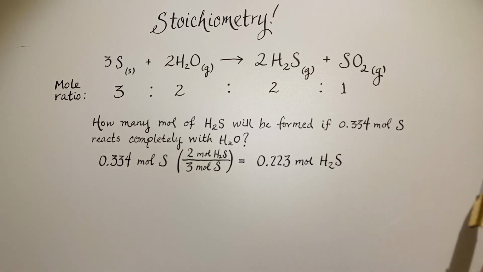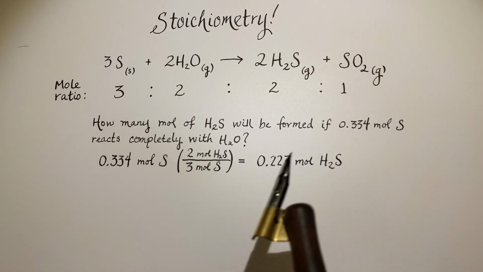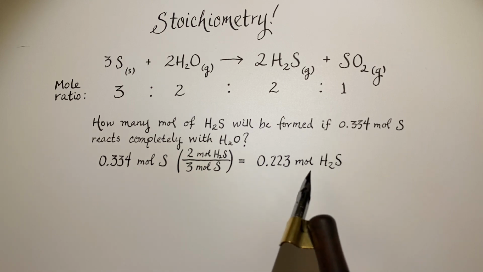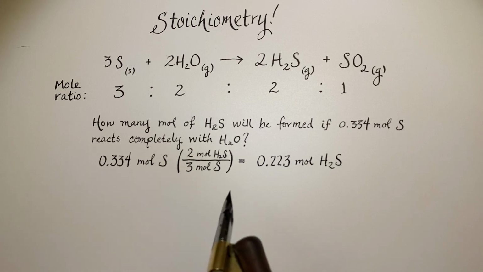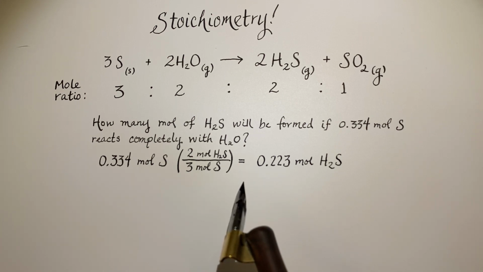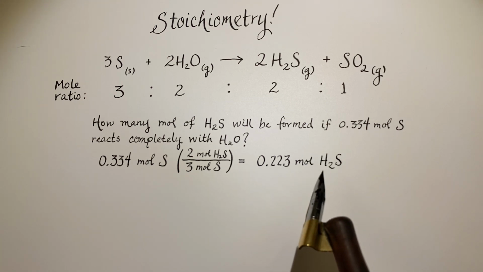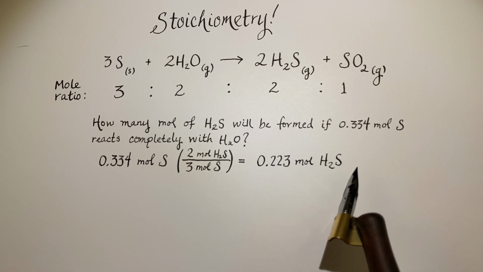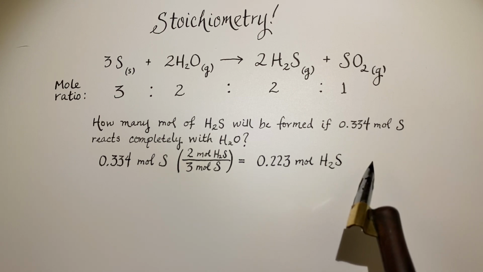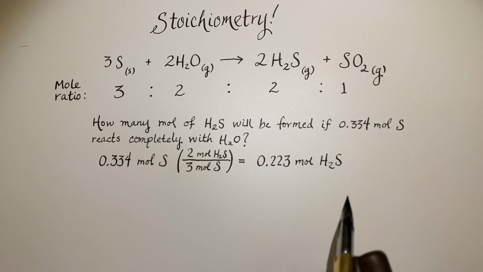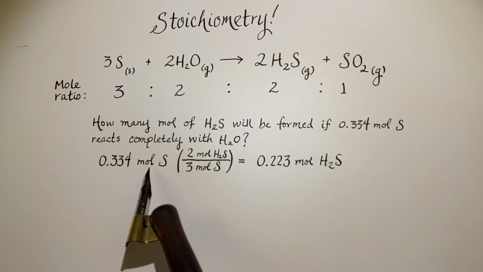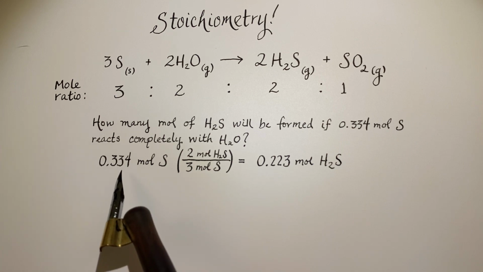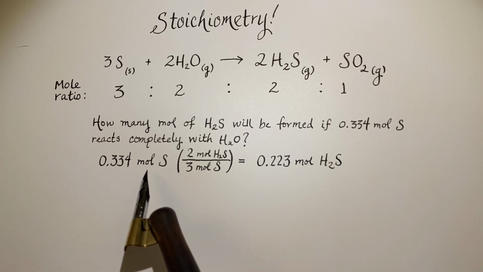So this example here is portraying the main idea of mole ratios in balanced chemical equations. But the issue here with practicality is that if we look at this 0.334 moles of sulfur, how much is that really? What does that look like?